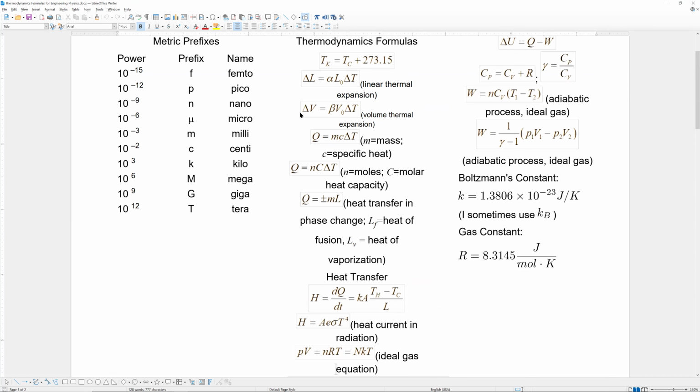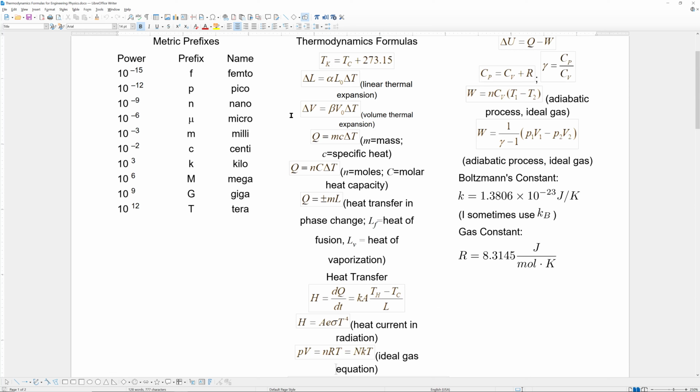Yep, there it is. Delta V equals beta V naught delta T. That was the original volume of the thing, so that's the formula anyway. So I can put a sub-zero there. Well, there's going to be a delta V for the glass and a delta V for the mercury, and we can calculate the final volume of each one of those things.